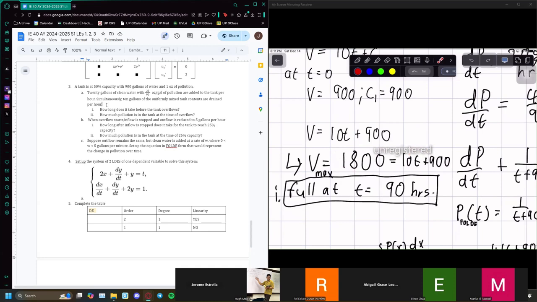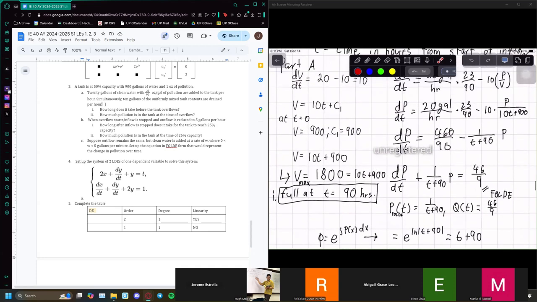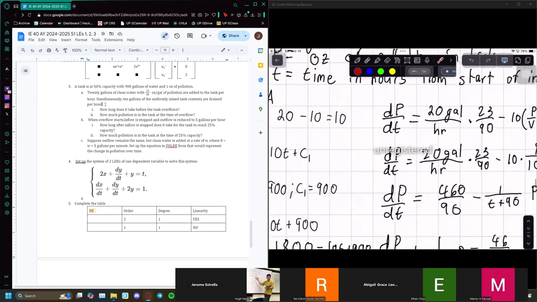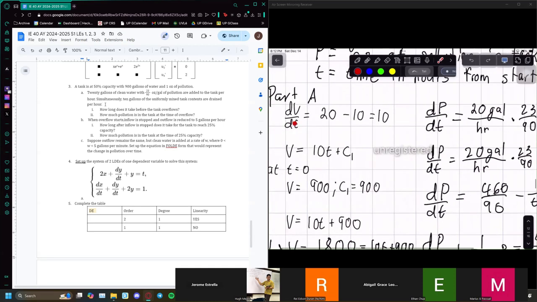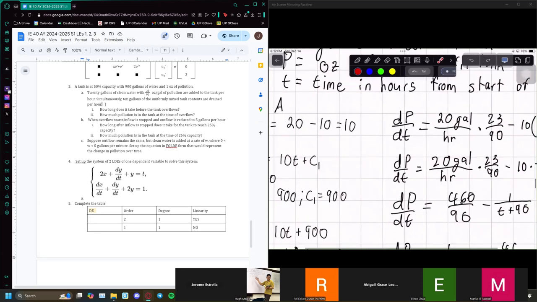So tapos na yung easy part. Going on to the next part. So since we were solving for dV over dt, now let's solve for dP over dt, or the rate of change of the amount of pollution in the tank.